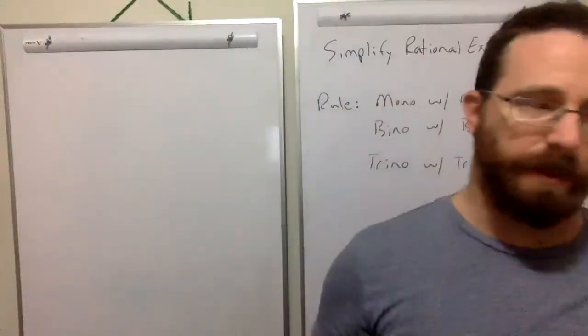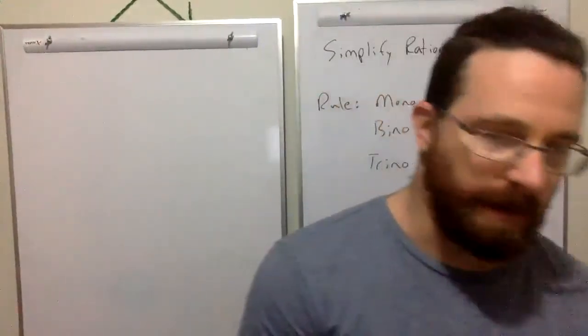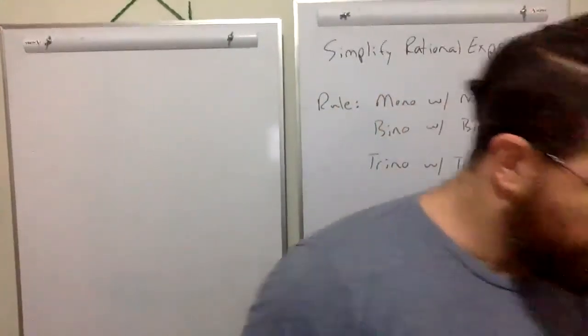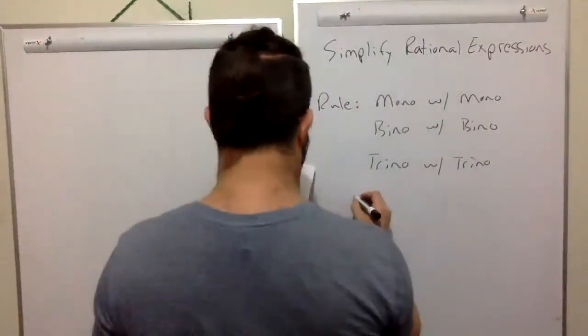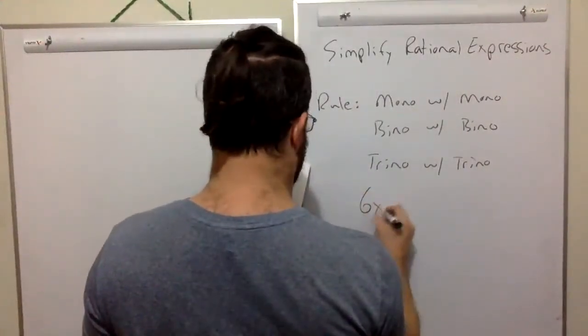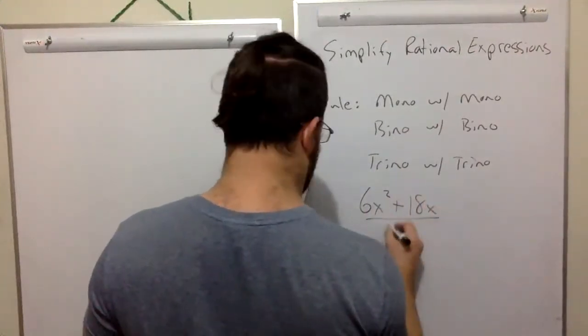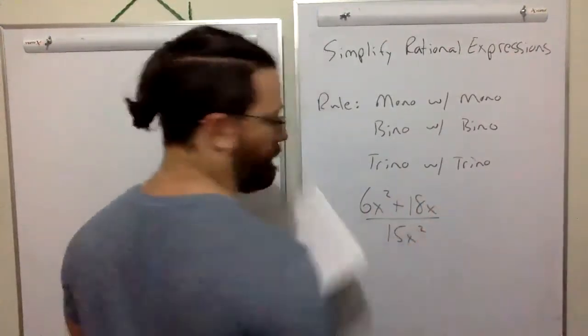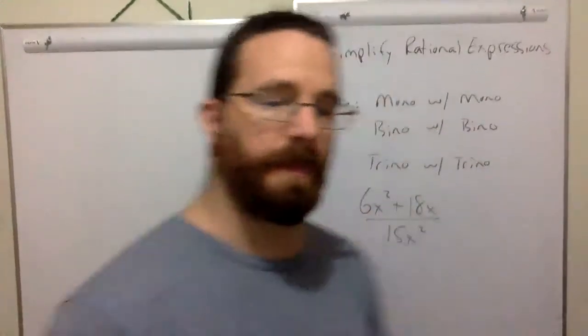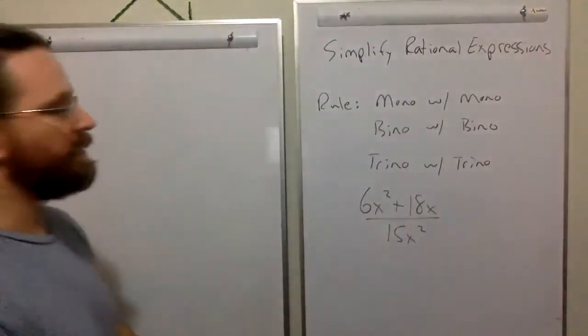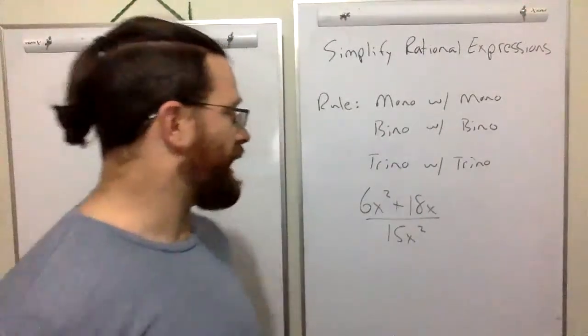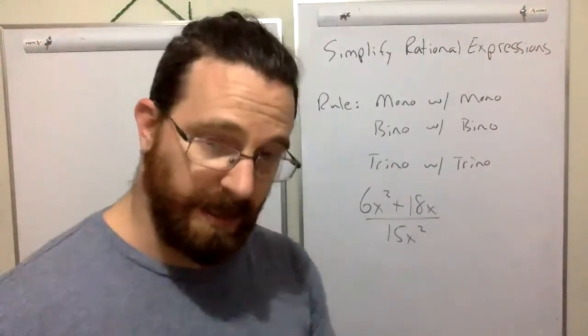We'll start with simple problems today. Tomorrow we'll get more complex with it. So let's say we've got something like this: 6x squared plus 18x, all divided by 15x squared. All right. Now, in this case, we have nothing at the moment that can be canceled.